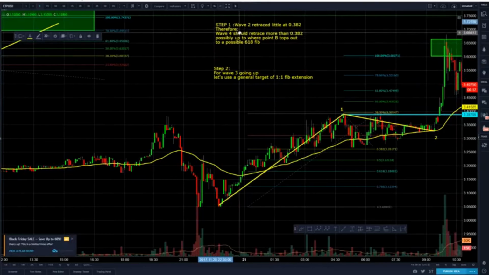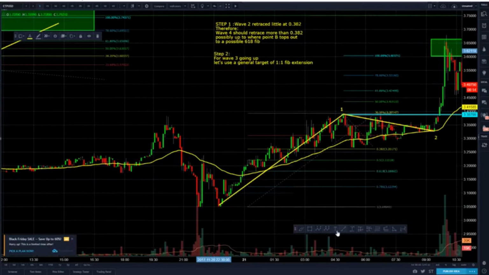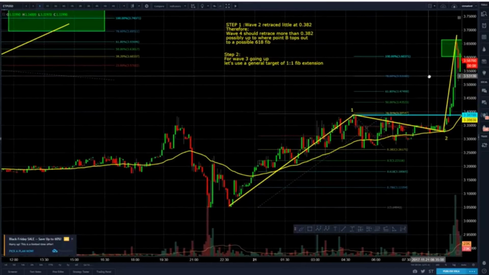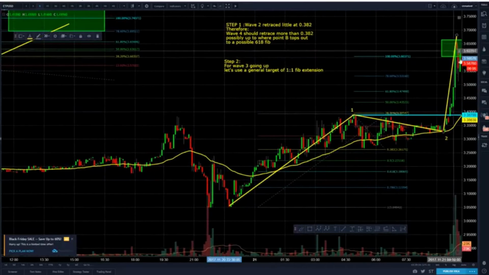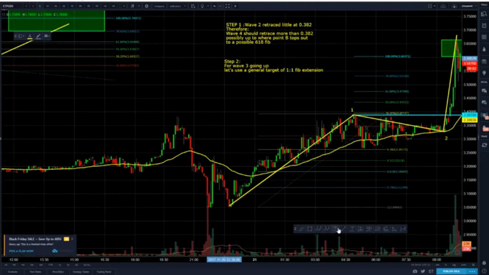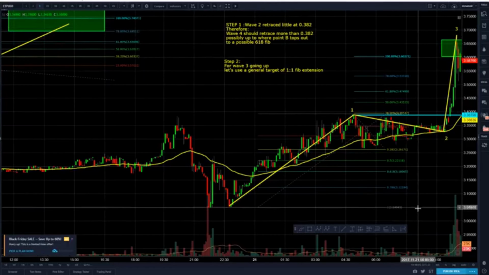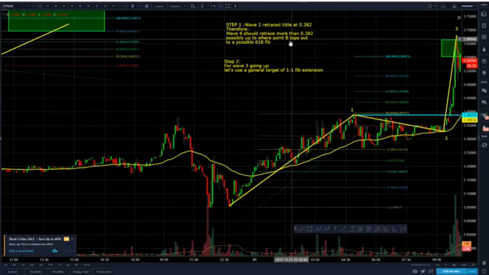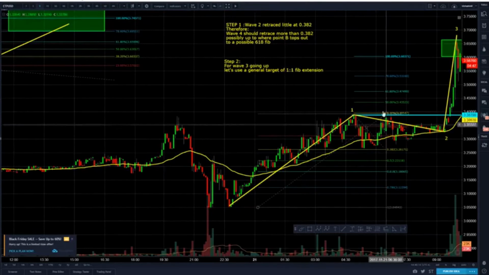And now we're going to refer back to step 1, and we're going to say, okay, well, this is wave 3 right here now. This is wave 3, we just finished it. And now I'm going to assume that this is wave 4 coming down. Make sense? So we have 1, 2, and 3, and now we're going to assume wave 4 is going to retrace more than 382 because wave 2 retraced a little bit there.